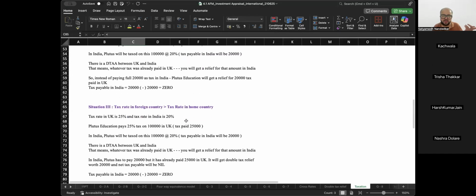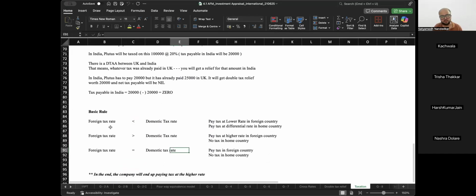Now you could have different situations. Basically, if the foreign tax rate is less than the domestic tax rate, pay tax at the lower rate in the foreign country and pay tax at the differential rate in the home country. So 20% is the tax rate there, 30% is the tax rate here, pay 20% there and 10% here. If the foreign tax rate is greater than the domestic tax rate, pay tax at the higher rate in the foreign country, no tax in the home country. And if the foreign tax rate and the domestic tax rate are the same, then pay tax in the foreign country, no tax in the home country.